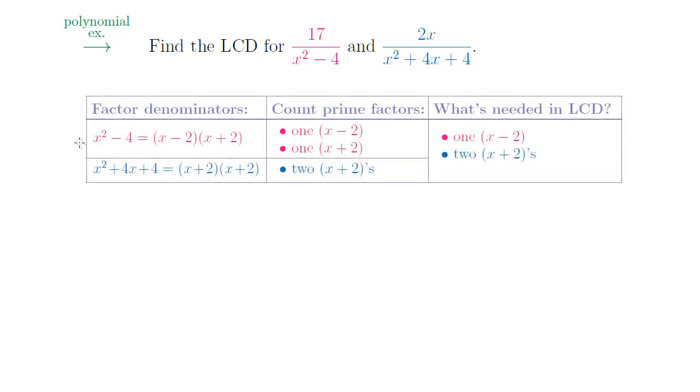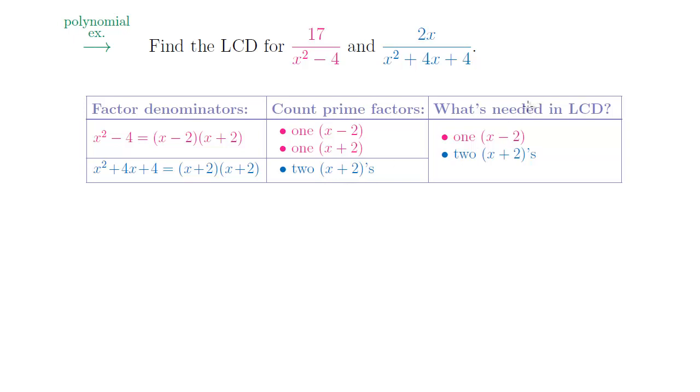X squared minus 4 is a difference of squares and factors as x minus 2 times x plus 2. X squared plus 4x plus 4 is a trinomial, and it factors as x plus 2 times x plus 2. Now we want to count the prime factors. Notice in the first factorization we have one factor of x minus 2 and one factor of x plus 2. In the second factorization we have two factors of x plus 2.